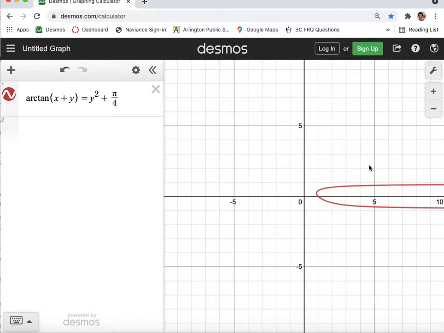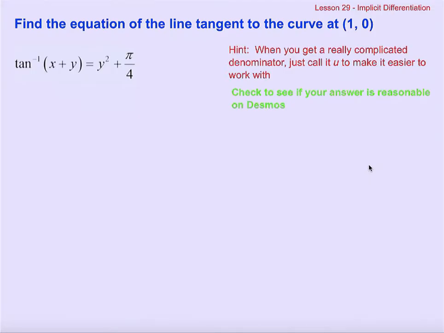And there are asymptotes over here off to the right. Notice that this is clearly not what we would call a function. It doesn't pass the vertical line test. But that doesn't matter. We can still find the rate of change of y. So in order to do it, we're going to do the same thing we've been doing, which is take the derivative of both sides with respect to x. And that's going to get a little bit complicated on the left-hand side.